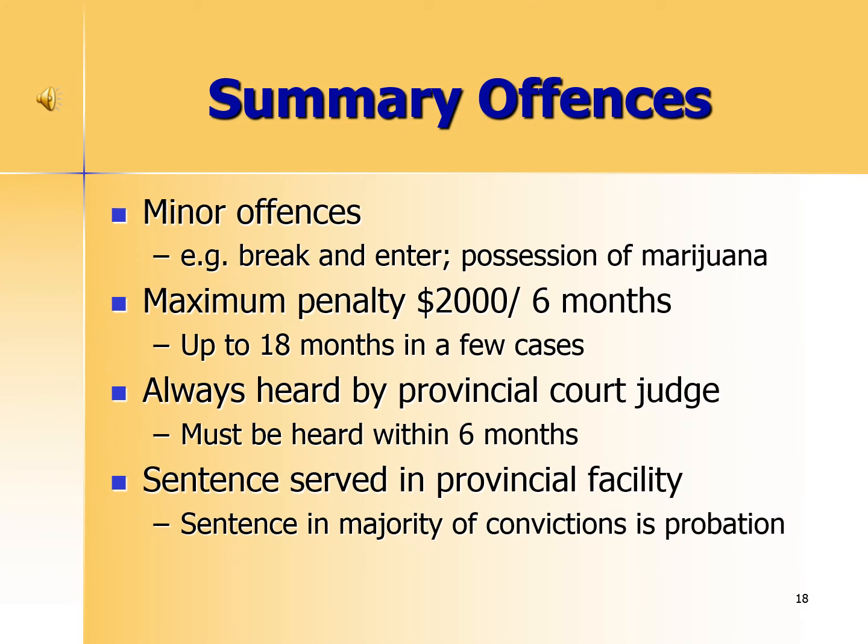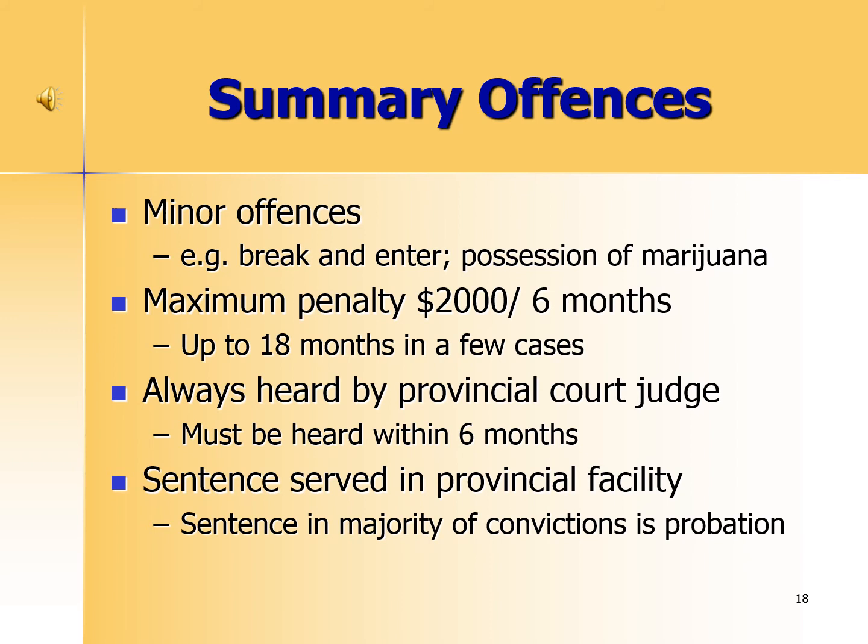So what is a summary offense? Well, a summary offense in general is considered a minor offense, and typical examples of a minor offense are break and enter, or even possession of marijuana under the Controlled Drugs and Substances Act. The maximum penalty for a summary offense is a $2,000 fine or 6 months in jail. And in some few cases of summary offenses, an offender can spend up to 18 months in jail.